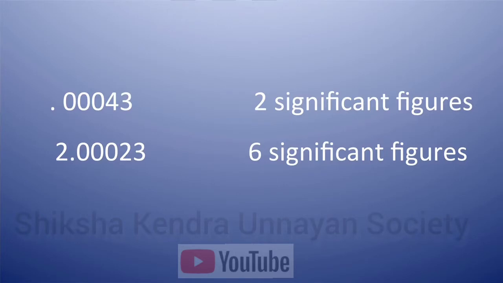All zeros to the right of a decimal point and to the left of a non-zero digit in a decimal fraction are not significant. For example, 0.00043 has only 2 significant figures, but 2.00023 has 6 significant figures.